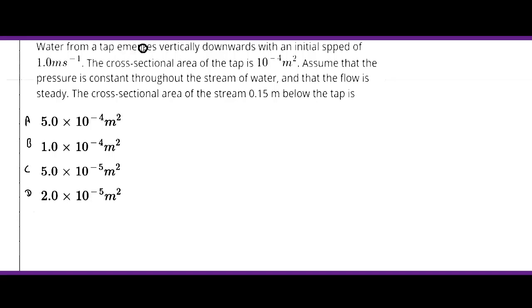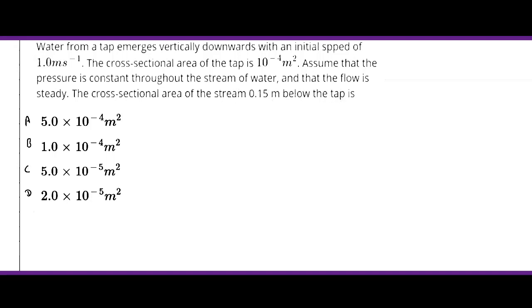Water from a tap emerges vertically downwards with an initial speed of 1.0 meter per second. The cross-section area of the tap is 10^-4 meter square. Assume that pressure is constant throughout the stream of water and that the flow is steady. The cross-sectional area of the stream 0.15 meter below the tap is?